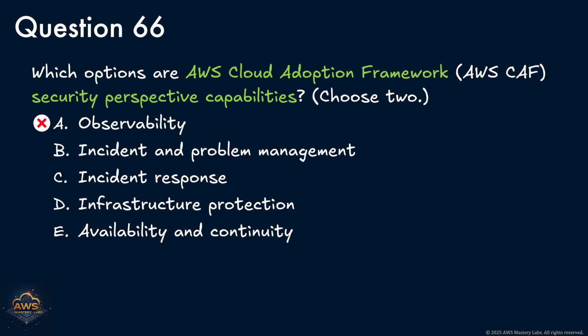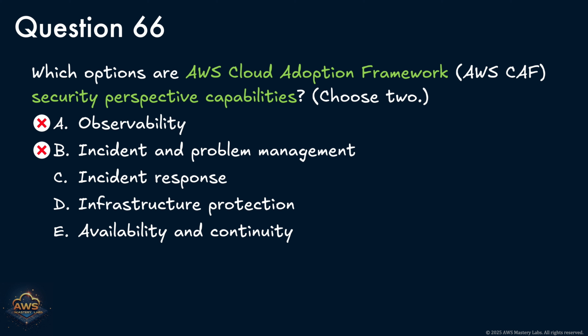Option A, observability. Observability refers to the ability to measure and understand the internal state of a system by examining outputs like logs, metrics, and traces. While observability plays a role in overall system health, it's not a core capability specifically outlined under the security perspective in AWS CAF. Incorrect, because observability is essential for operations, but is not a defined security perspective capability in AWS CAF.